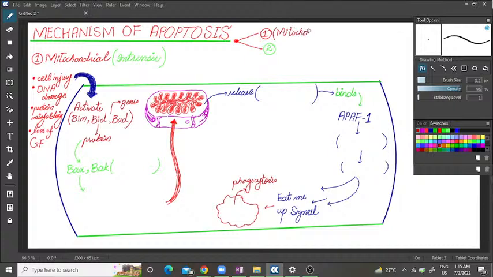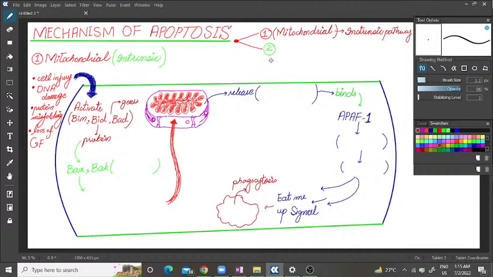Mitochondrial, which is also called the intrinsic pathway. This is the first mechanism. Definitely we will be discussing it later on.